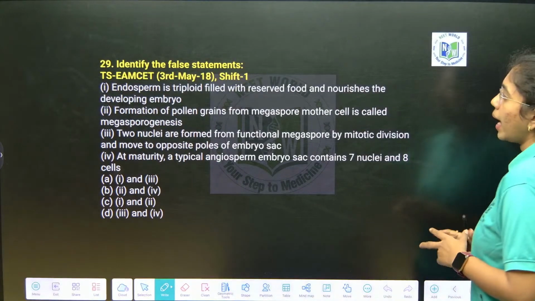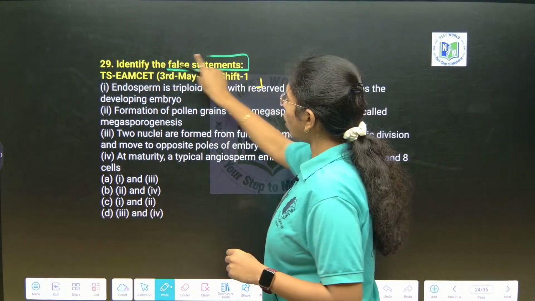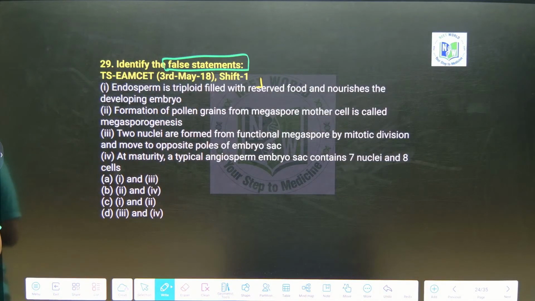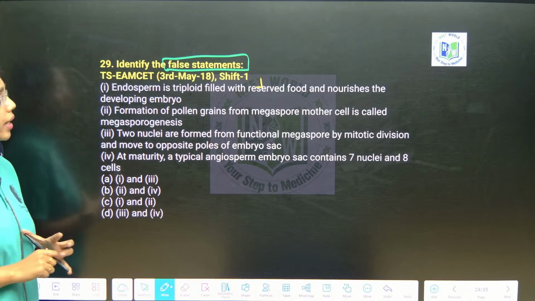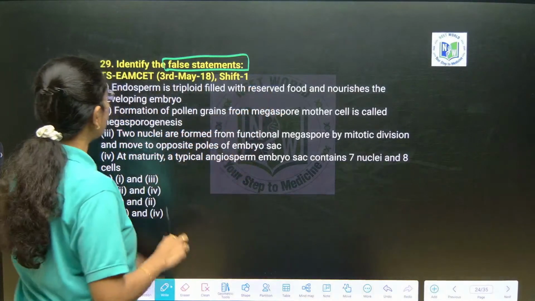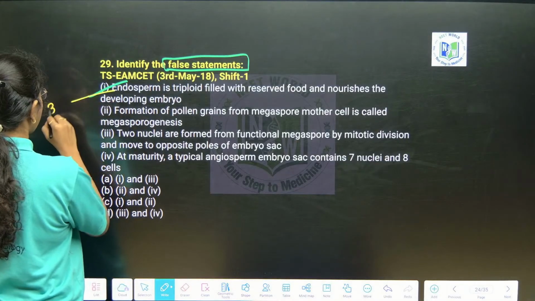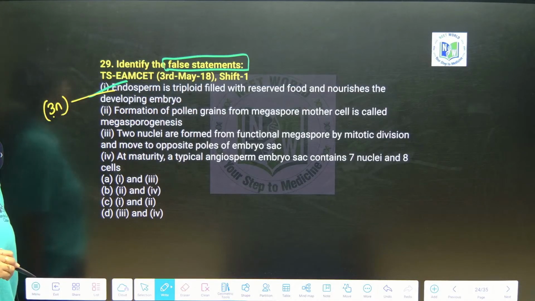This one. Again statement based question. Look at the question properly. Here he is asking you to identify false statements, means incorrect statements. Look into it carefully and answer. Endosperm is triploid, filled with reserved food, and this will nourish the developing embryo. Yes, endosperm is triploid. Okay, this is filled with reserved food material and this will nourish the developing embryo.